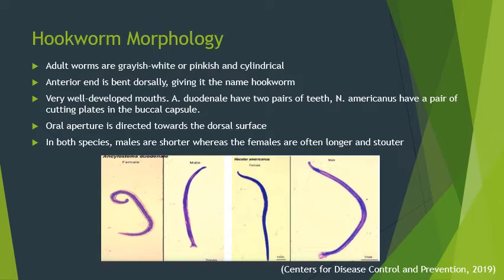They're grayish white or pinkish in color. Their anterior ends bend dorsally, which gives them the name hookworm. The oral opening is directed towards the dorsal surface. In both species, males are shorter, whereas the females are often longer and stouter.